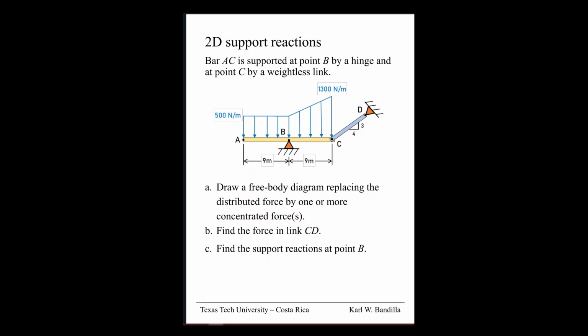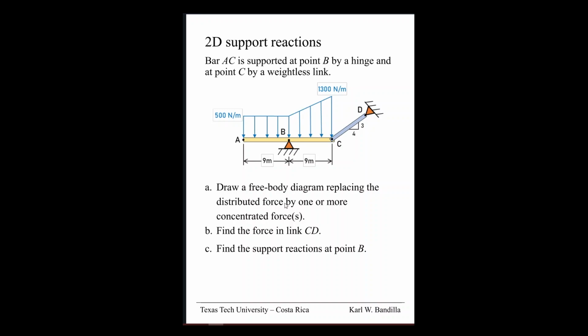This is another 2D support reaction problem. Here we have bar AC, that yellow one, supported at point B by a hinge, and at point C by a weightless link that then connects at D to the wall. And we also have a distributed load that starts constant at 500 newtons per meter, and then linearly increases to 1300 newtons per meter.